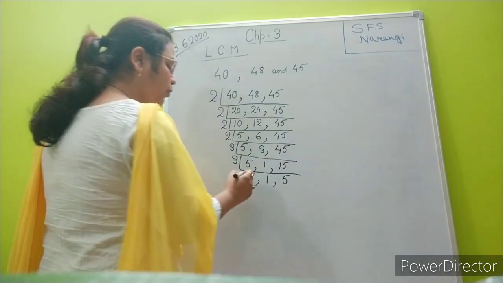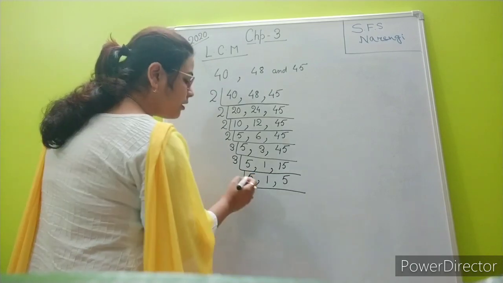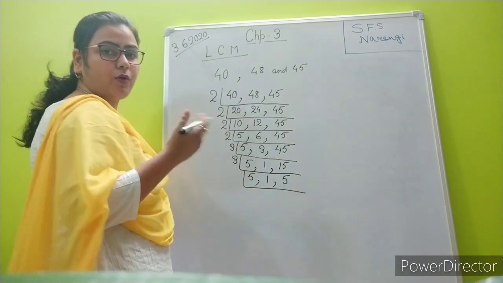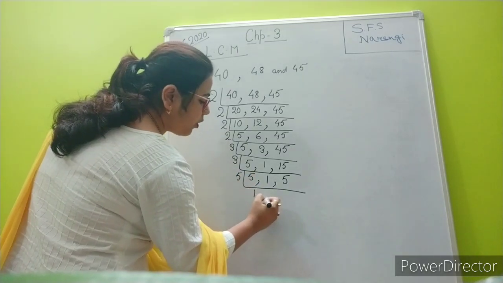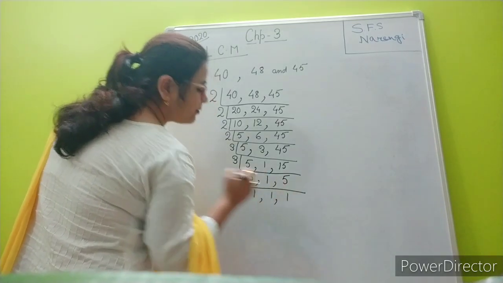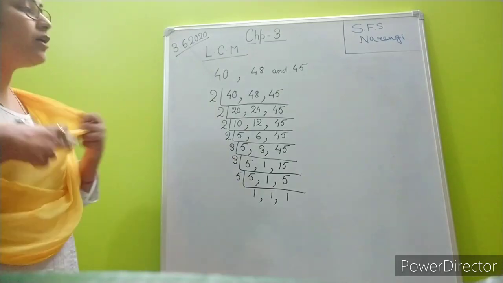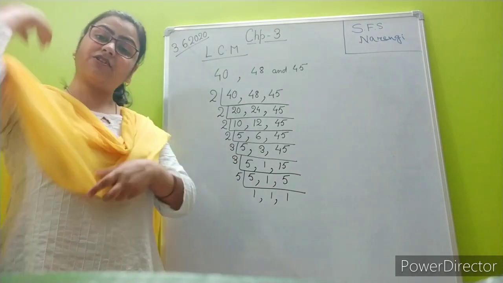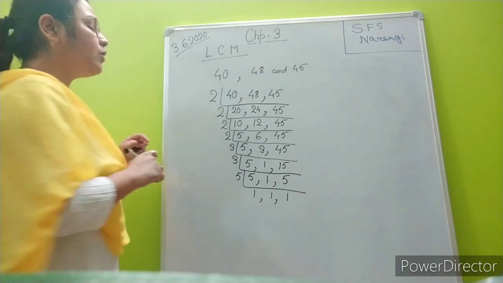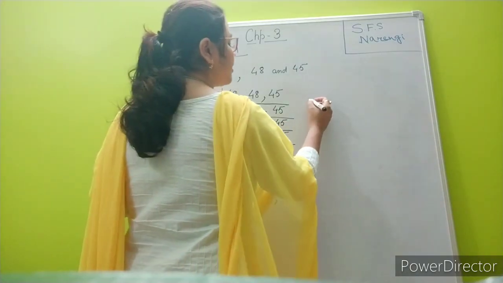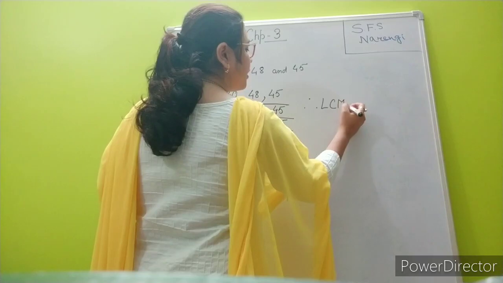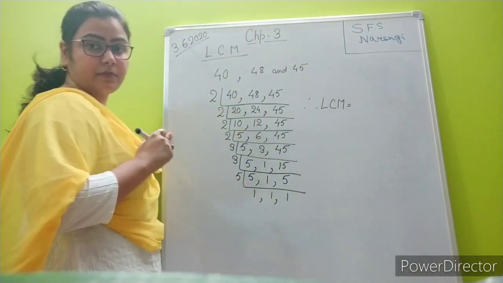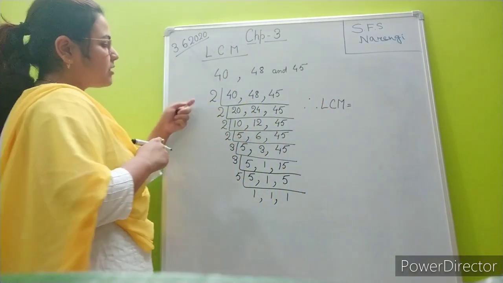Right? Now 5, 1 and 5. Only number will be 5 and this one will give us all 1. Right? So here we have finished the factorization process. Now we are going to find out the LCM. Now we can easily get the LCM. Right? So we are going to start.